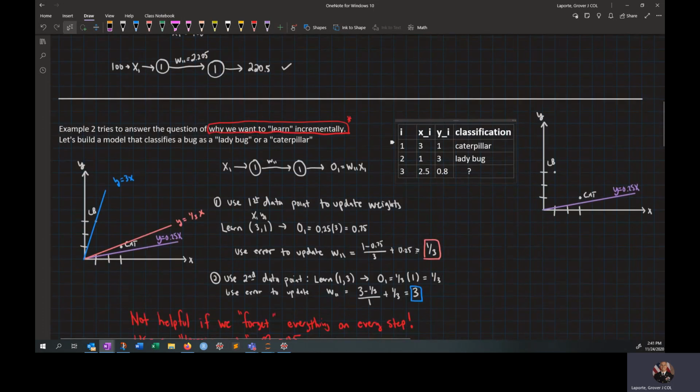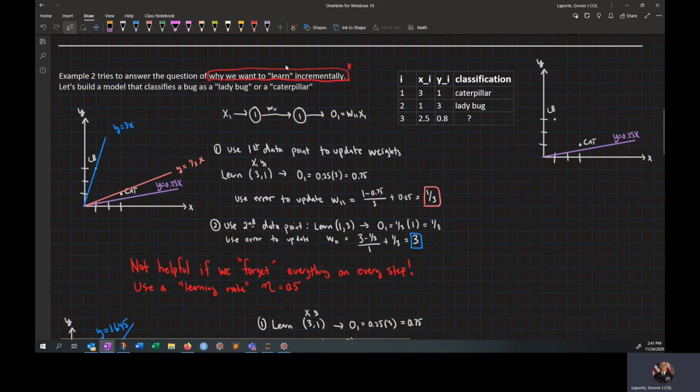All right, so the next example is basically to show you this part that I had labeled in red here. We want to show that you need to learn incrementally. So that's what example 2 is talking about. Here I have 2 bugs, and I want to know if I classify the bug as a ladybug or a caterpillar, right? So I have 2 examples.